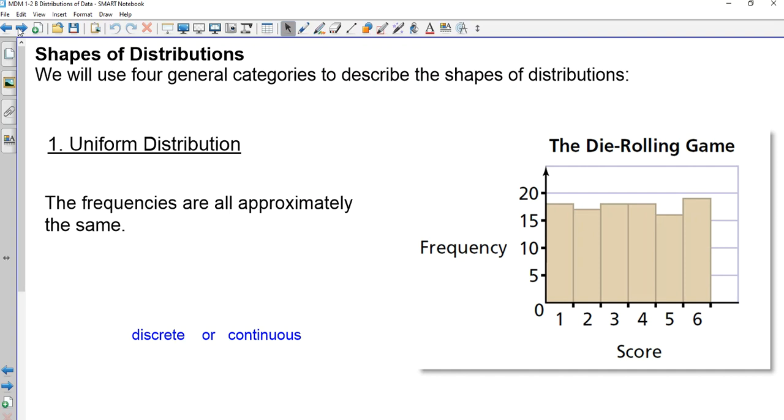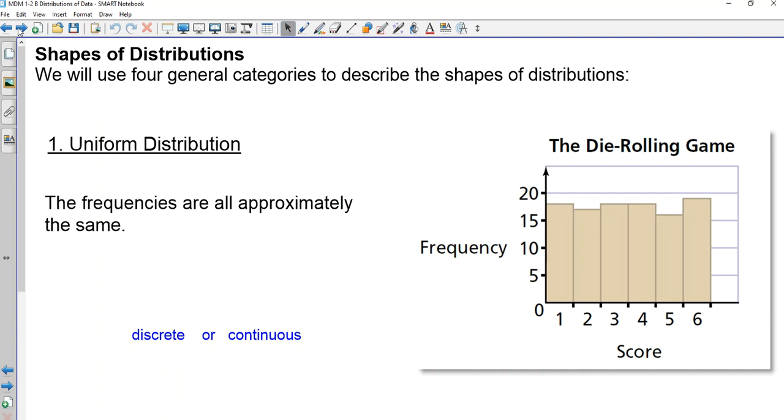So there are basically four general categories that we're going to be using in this course to talk about the shapes of distributions. So here's the first one, what is called the uniform distribution. You can see the histogram over there to the right. If all of the frequencies as you go across over the range are approximately the same height, we call this a uniform distribution. Now, the histogram that they've given us here is titled the die rolling game.